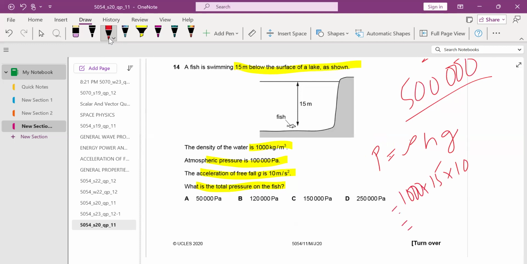When you put it into the calculator, the answer comes to 150,000. Now what you have to do is to add the atmospheric pressure to this pressure of the liquid. So this pressure and atmospheric pressure, which is 100,000. So the answer would be 250,000. So which is option D. Correct option for question number 14 is D.